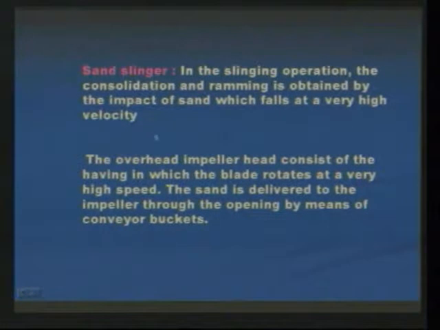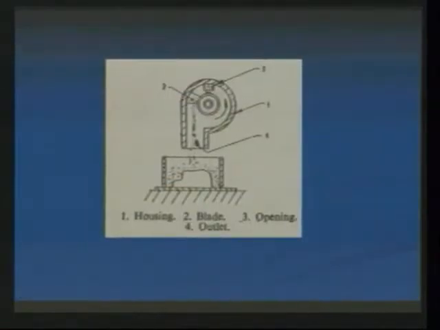Next one is the sand slinger. In the slinging operation, the consolidation and ramming is obtained by the impact of sand, which falls at a very high velocity. The overhead impeller head consists of a housing in which the blade rotates at very high speed. The sand is delivered to the impeller through the opening by means of conveyor buckets. This figure shows the sand slinger.